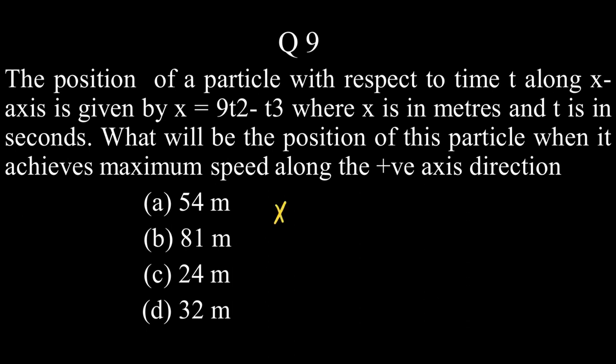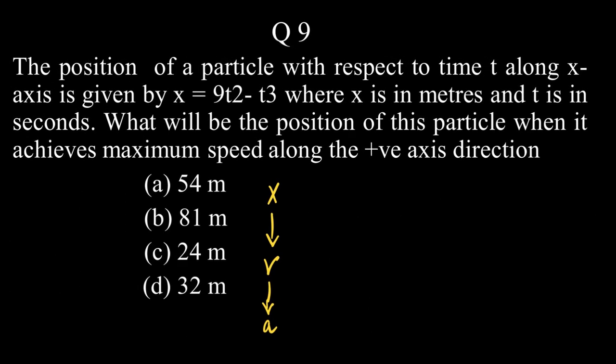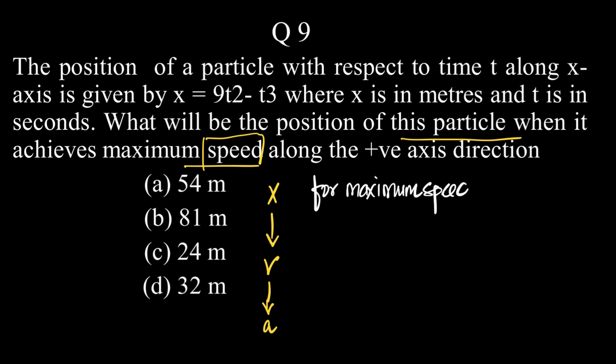See, distance with respect to time, when differentiated, gives velocity. When velocity is differentiated with respect to time, what do we get? We get acceleration, right? Now, we've been asked to find the position of this particle when it achieves maximum speed. So for maximum speed, we need to find the VT relation first, right?